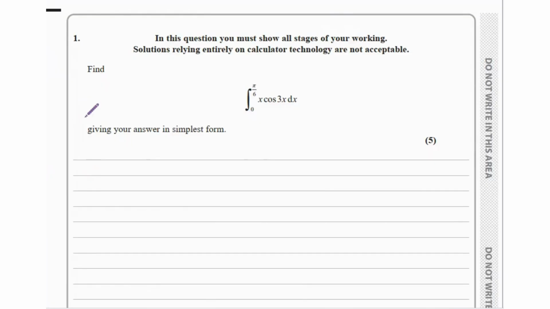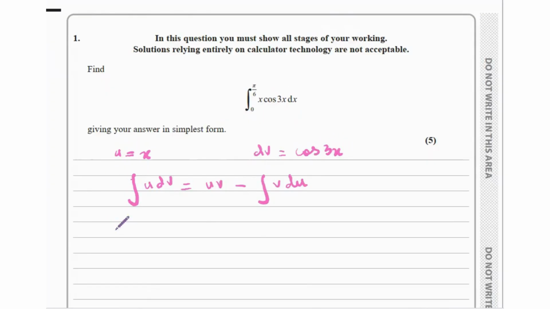Based on integration by parts, x is going to be u, and cos 3x is going to be dv. Because according to integration by parts, the integral of u dv equals u times v minus the integral of v du. Hence, u is x and cos 3x is dv.